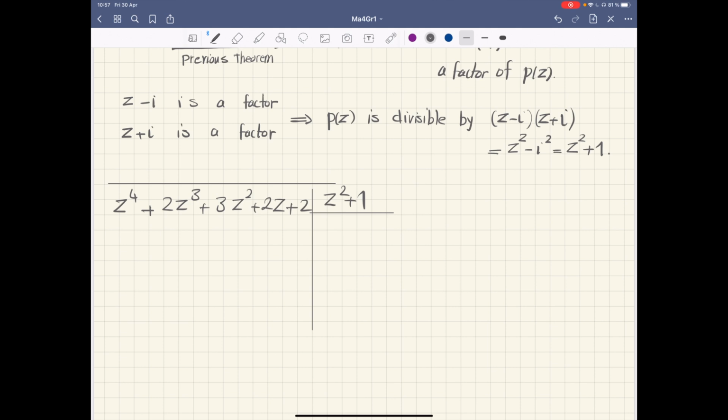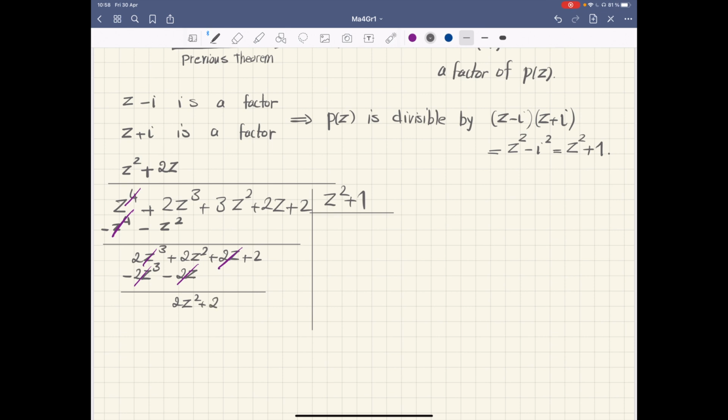So because this is something you already know, I put z squared here. It becomes minus z to the 4 minus z squared, and then I add them. So this one and that one are gone, and then I will get 2z cubed plus 2z squared plus 2z plus 2. I divide one more time, it becomes 2z. I multiply it here, minus 2z cubed minus 2z. And when I add them, there are two terms that are cancelled. One of them is this one, the other one is that one. And then I get 2z squared plus 2. And then I divide it by z squared, it becomes 2.